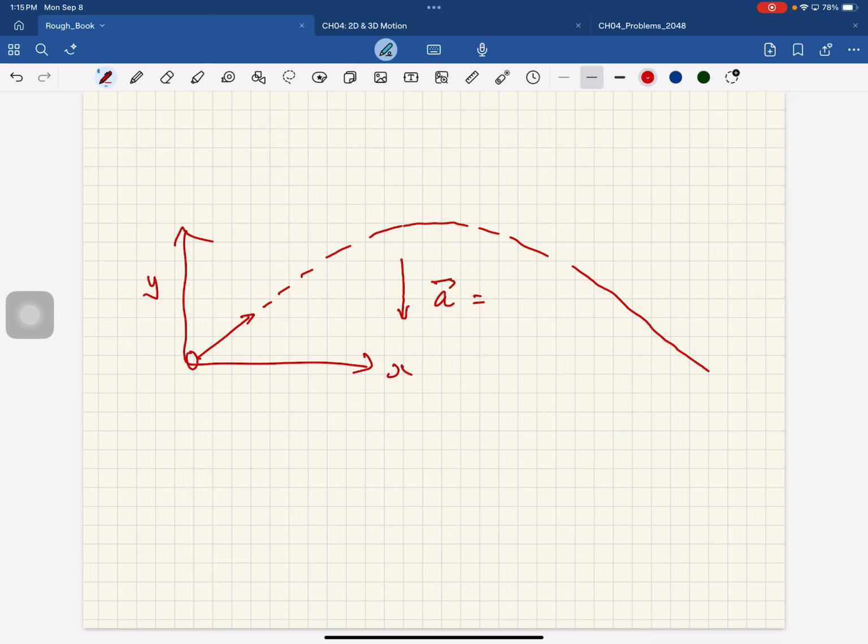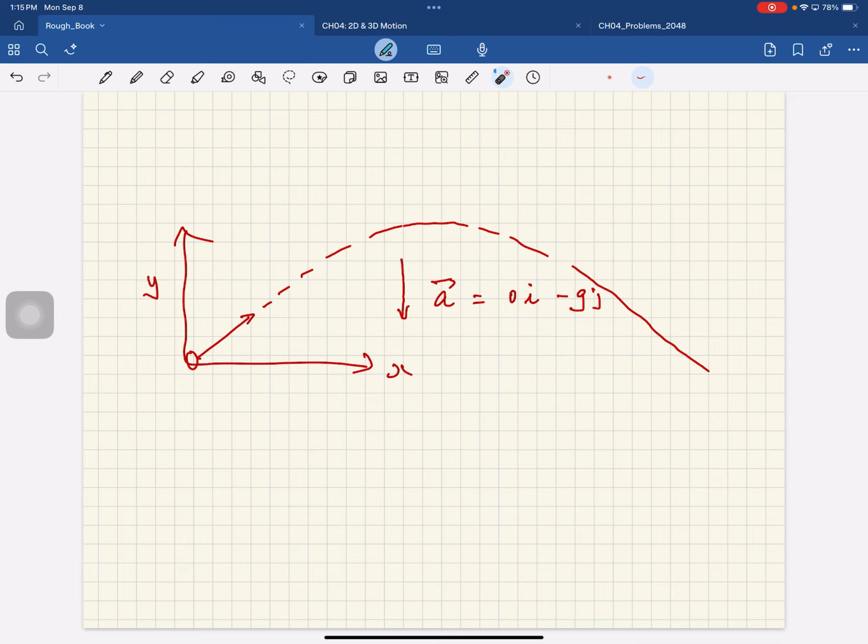All right. So this is 0i minus gj. Okay. So this acceleration has no x component, and there's the y component of the acceleration.